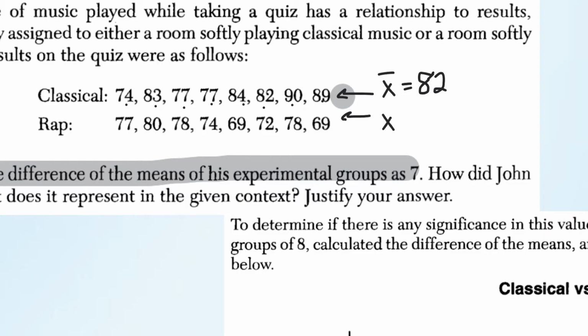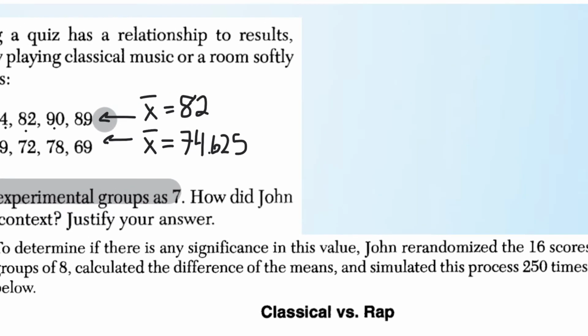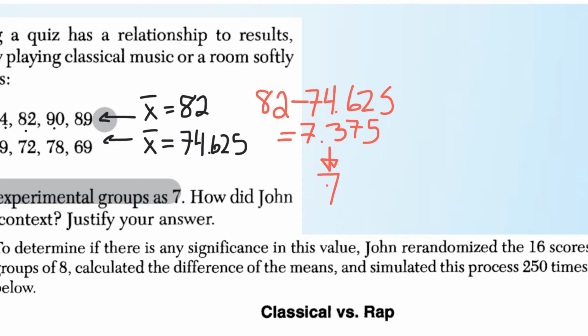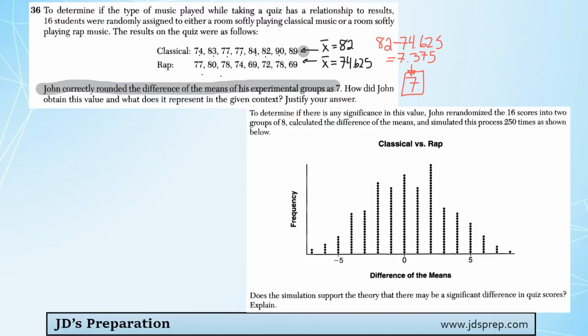And then the mean for the rap group, I'm just saving some time here. Again, if you add the 8 numbers and divide by 8, you should get 74.625. So if we were trying to find the difference of the means, like John did, we would subtract those two numbers. So 82 minus 74.625 gets us 7.375. And if we were rounding that to the nearest whole number, we do get an answer of 7.